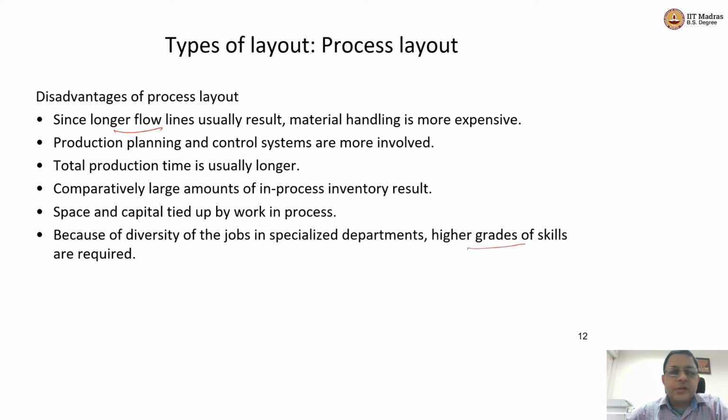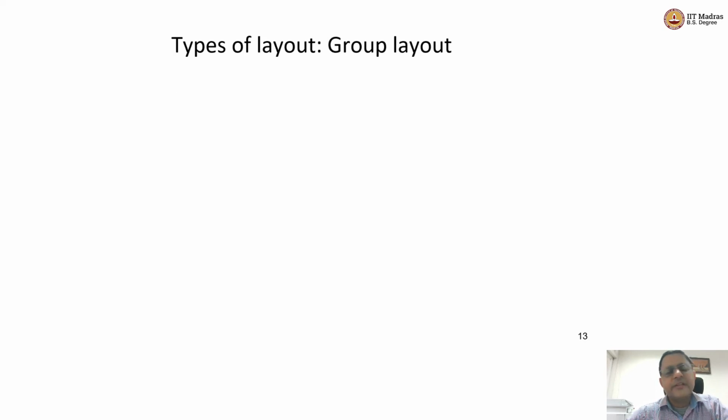Okay, let's go to the third type of layout, which is called group technology layout, or simply called group layout. The complete name is group technology layout. Actually, I'm sorry, I was being lazy. I just typed group layout. The correct name is group technology layout. What is group technology layout? Product layout is for a single product.